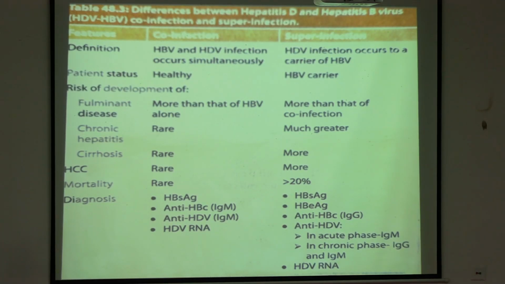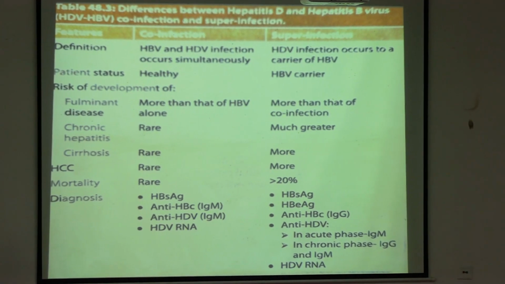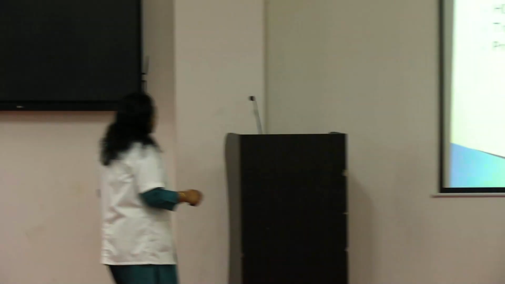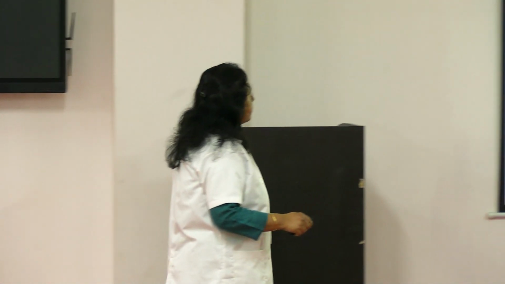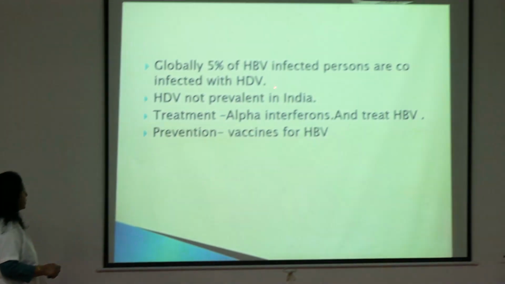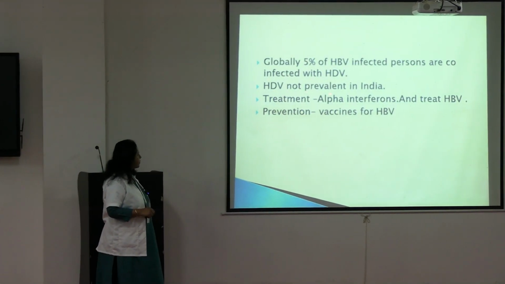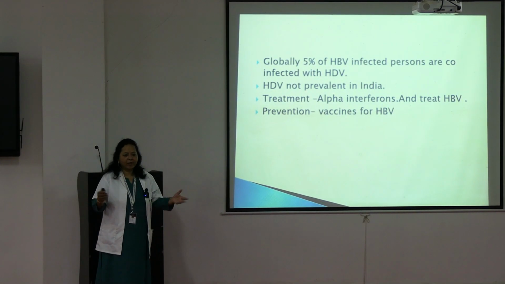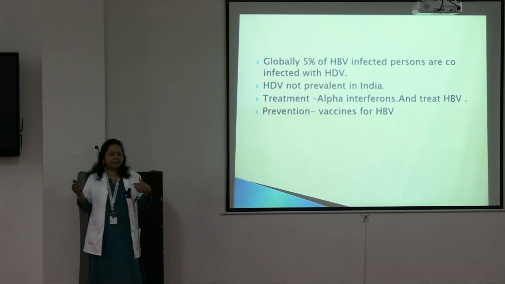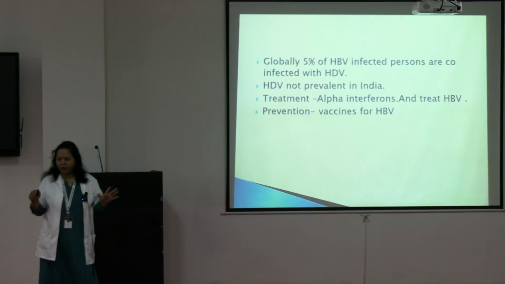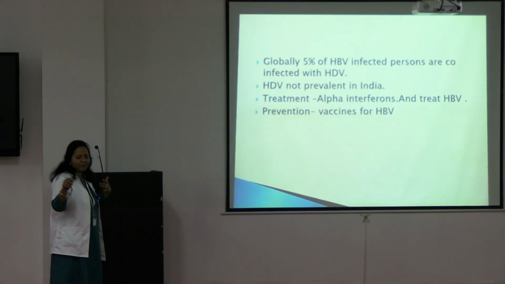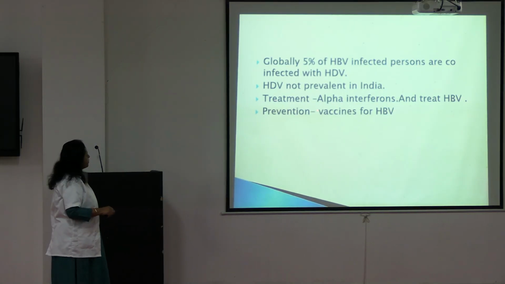So this is a little bit complex, but we have to understand it, digest it, read it 2-3 times, we'll understand. Globally, 5% of HBV infected persons are co-infected with HDV. Only 5%, not a lot of people. HDV is not prevalent in India. This is a good thing. This is the reason we don't ask for any HDV. You need not worry about the HDV as of now, but we don't know in future what happens. Treatment is alpha interferons and treat HBV. Prevention is vaccines for HBV.